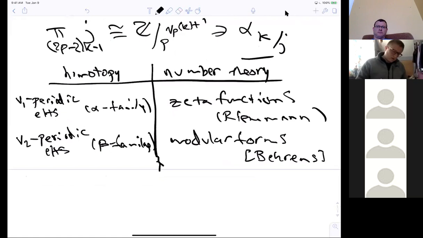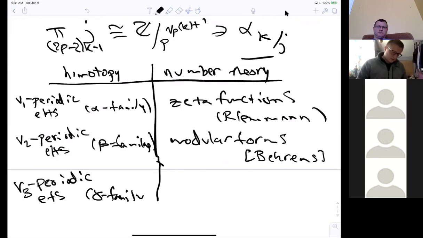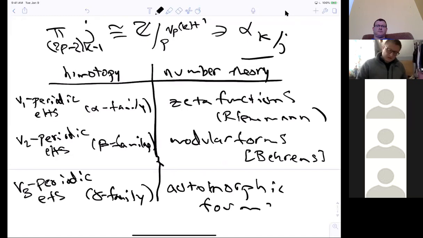And then you could try and extend this further to v3 periodic elements, so like the gamma family. And maybe there's something to say about the connection between that and automorphic forms. I think that would be interesting. I mean, that's kind of what you would expect, but I don't think there's any explicit description of the gamma family in terms of automorphic forms yet.